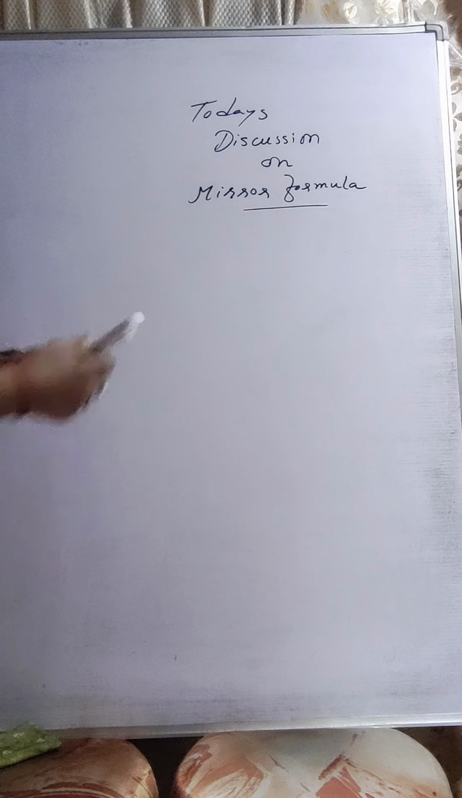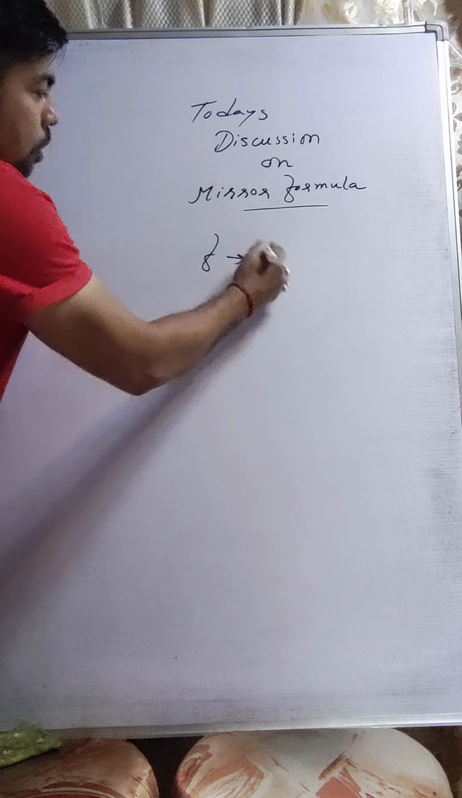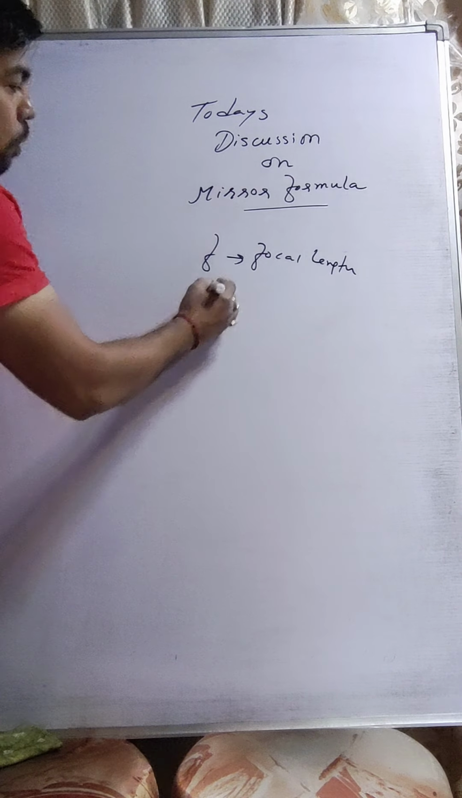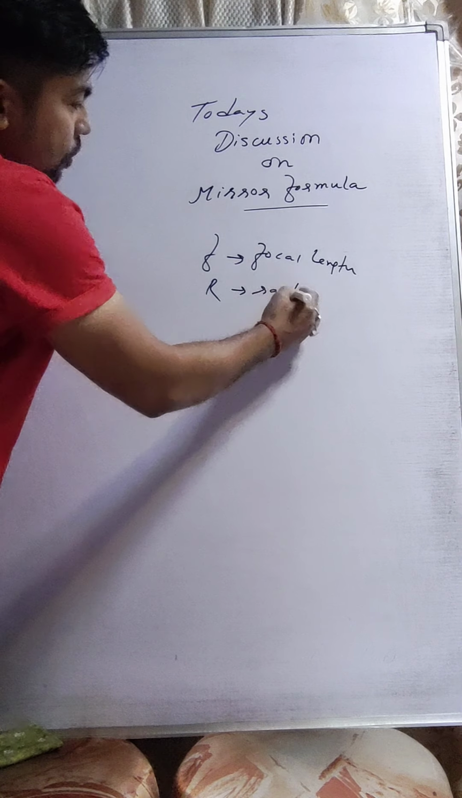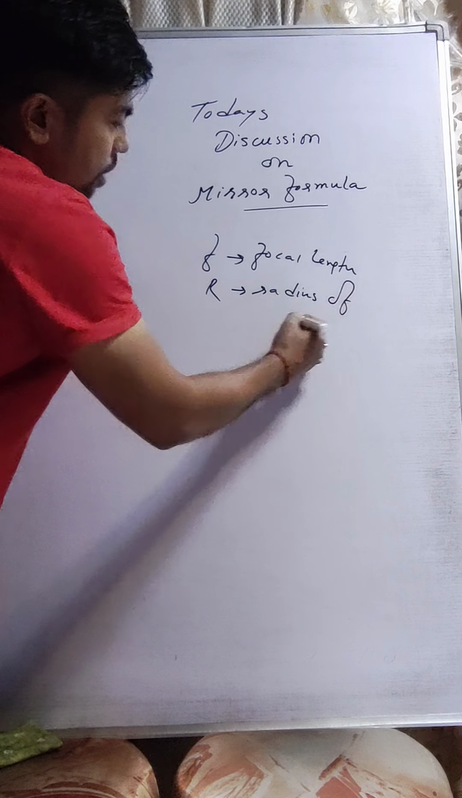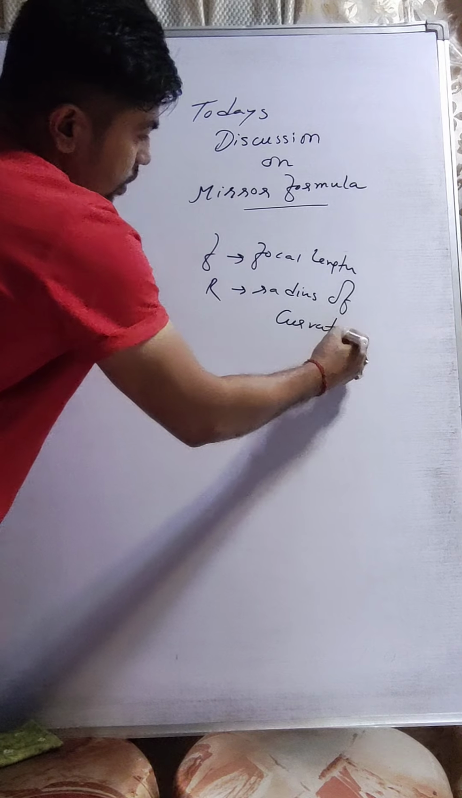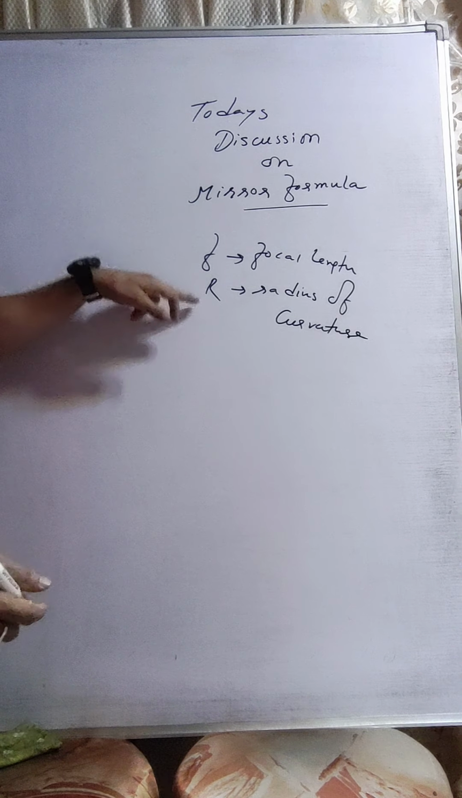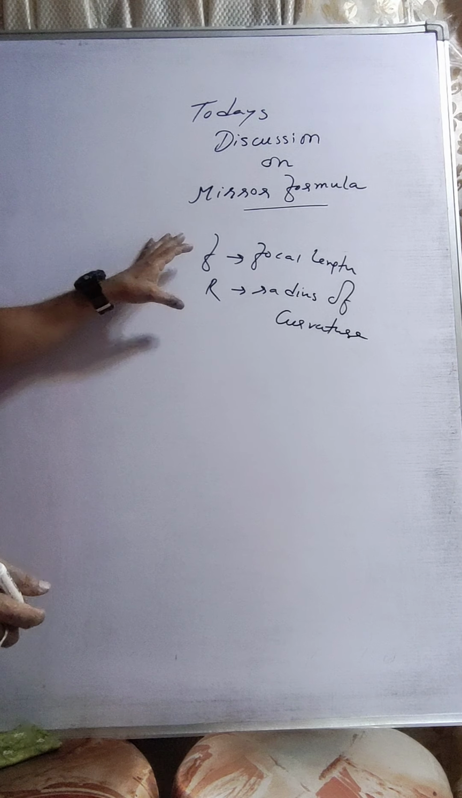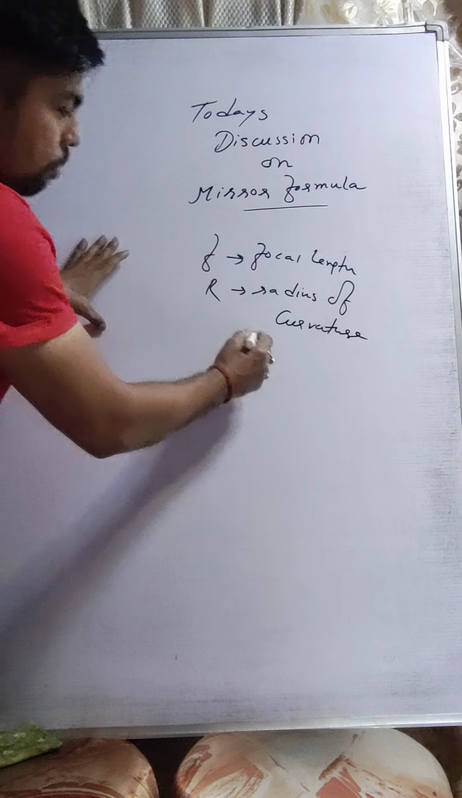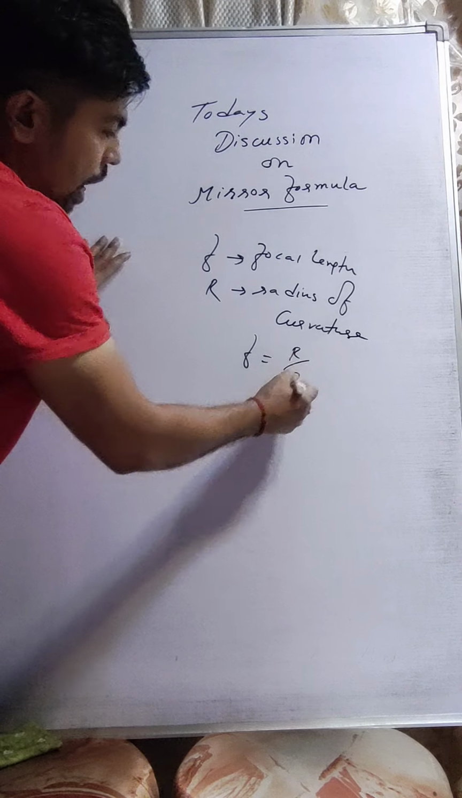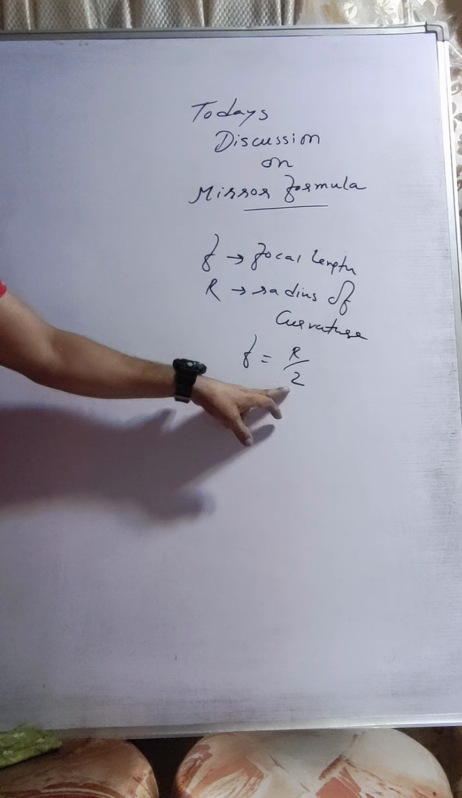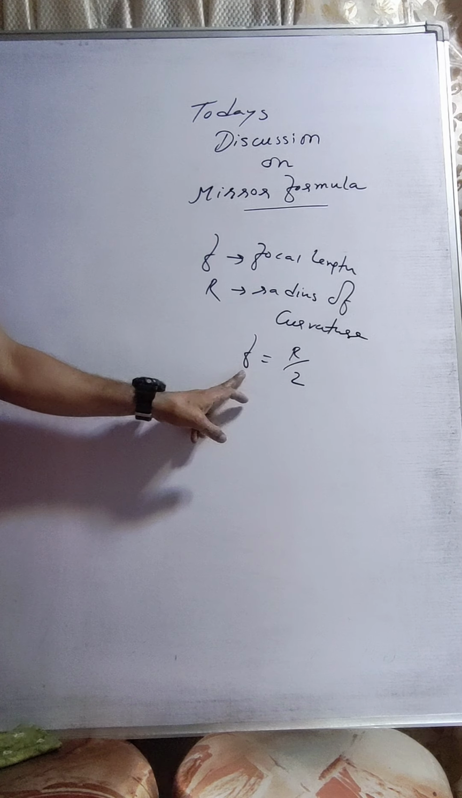What is f? F is the focal length of a spherical mirror. And what was r? R is the radius of curvature of the spherical mirror. We have the relation between f and r. In the last video we discussed this, and the relation between these two was f equal to r by 2. That means when you divide the radius of curvature by 2, you get the focal length of the spherical mirror.